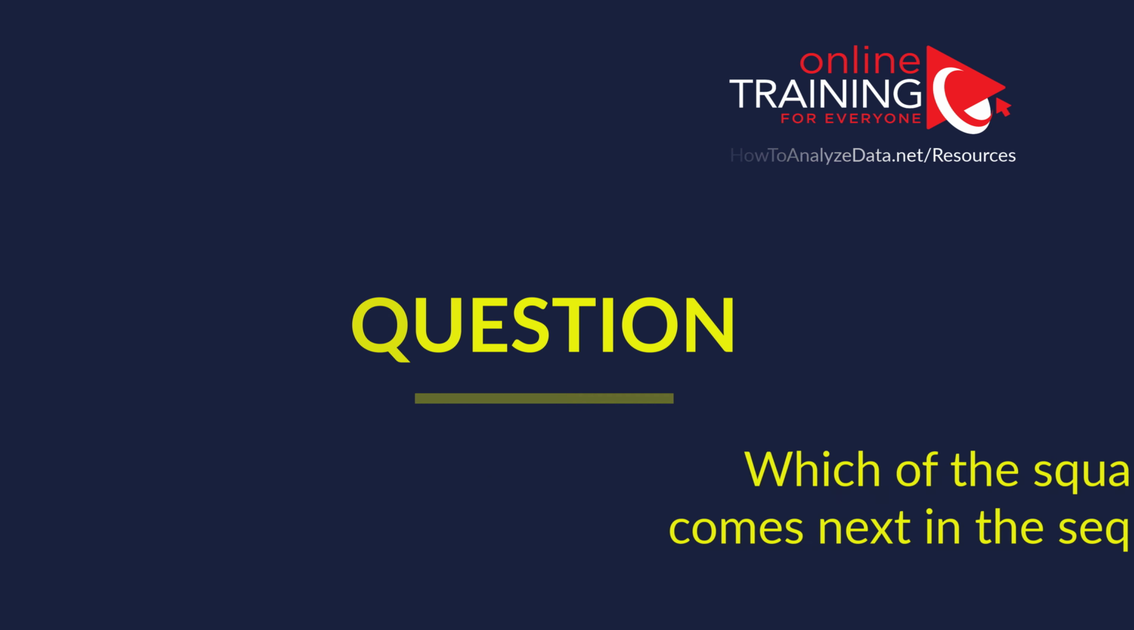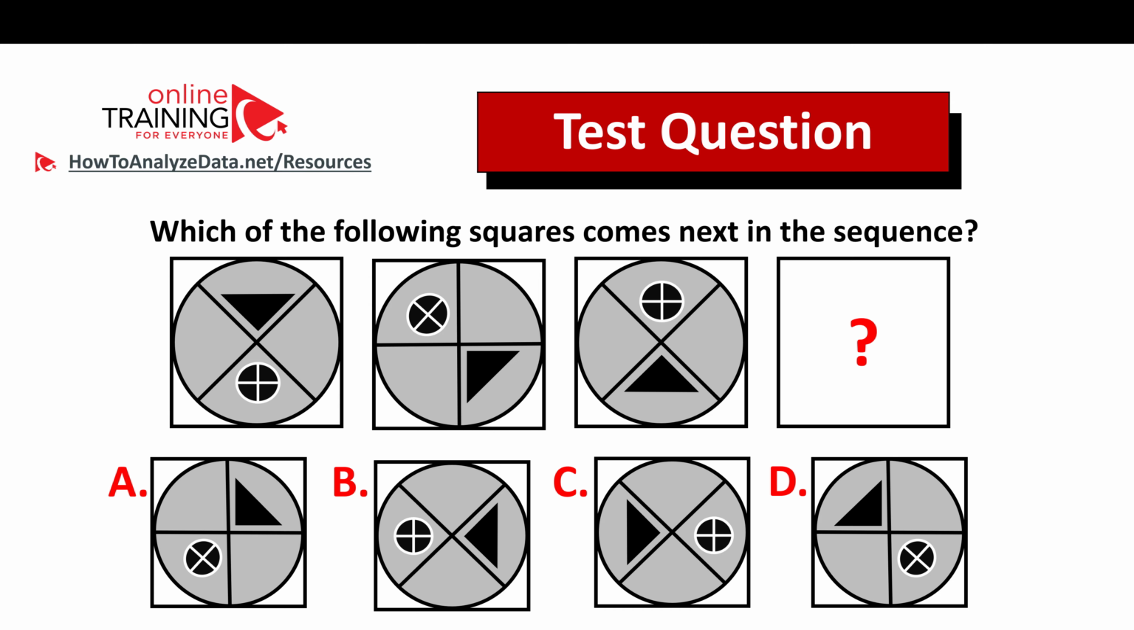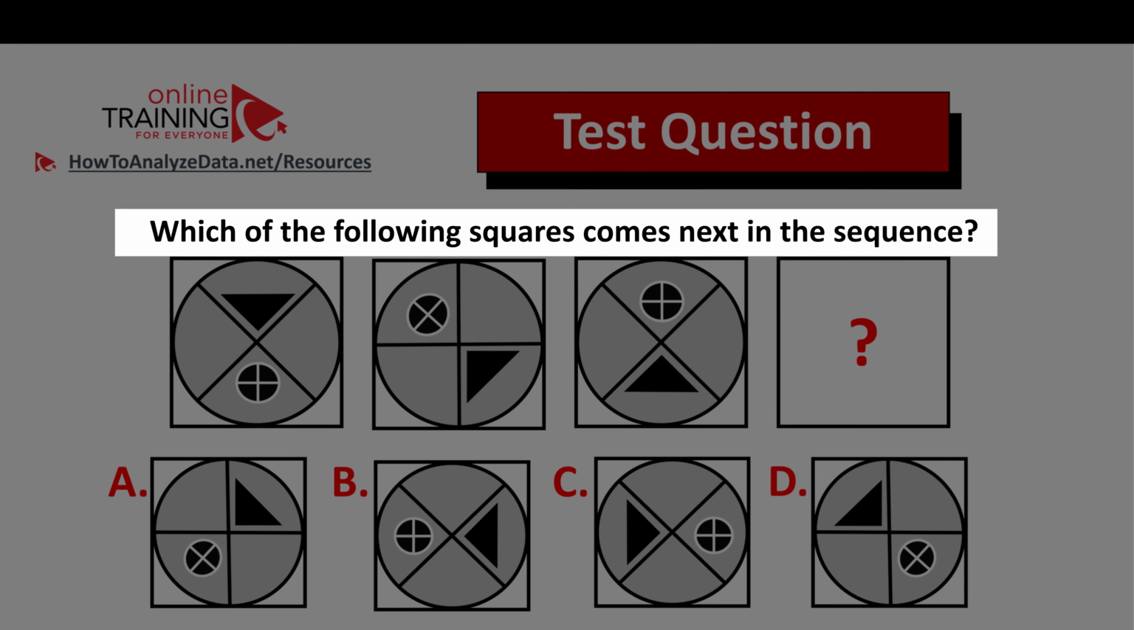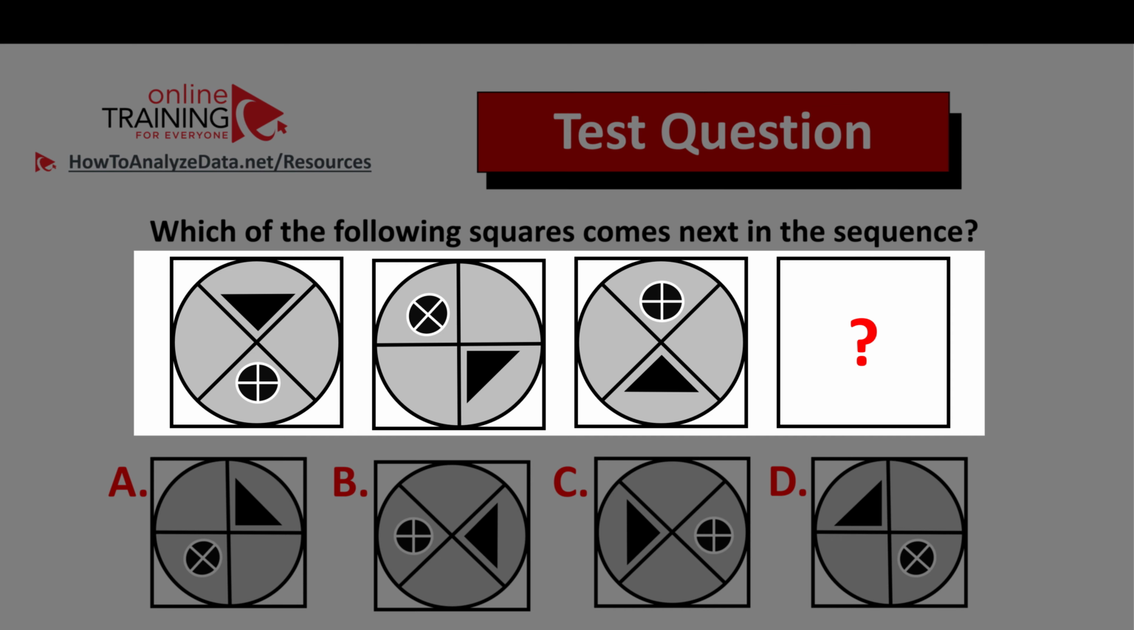Let's look at the very interesting question you might frequently see on the test. Which of the following squares comes next in the sequence? You're presented with 4 squares. Each square contains a circle inside, and the circle has 4 quarters. In 2 of the quarters are different objects. You see a triangle and you see another circle, a much smaller circle.